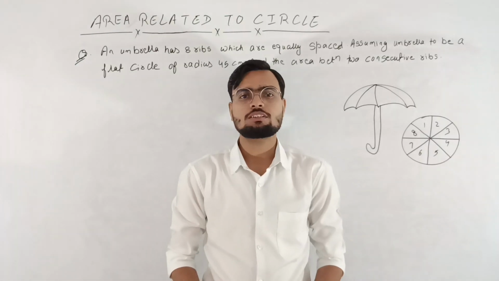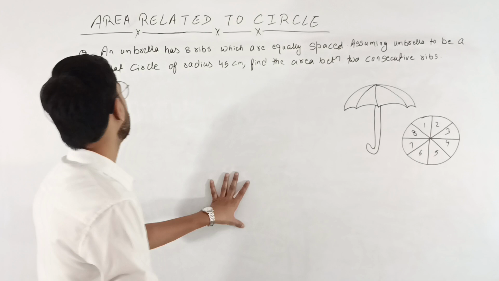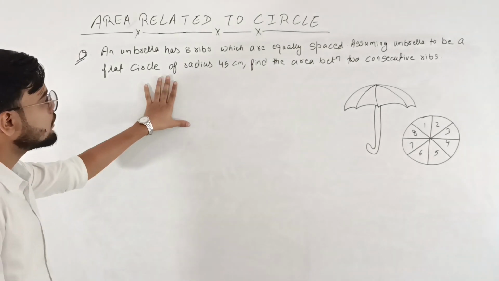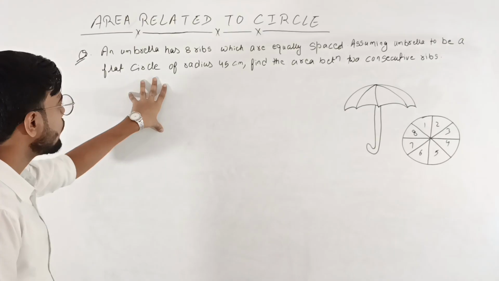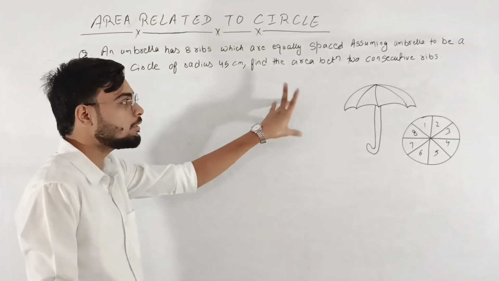Okay. Now let's move towards our next question. So question is what? An umbrella has 8 ribs which are equally spaced. Assuming umbrella to be a flat circle of radius 45 centimeter, find the area between two consecutive ribs.